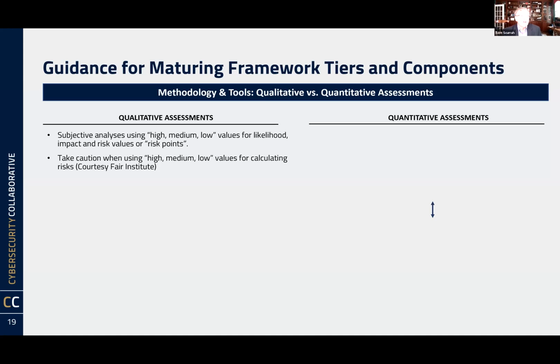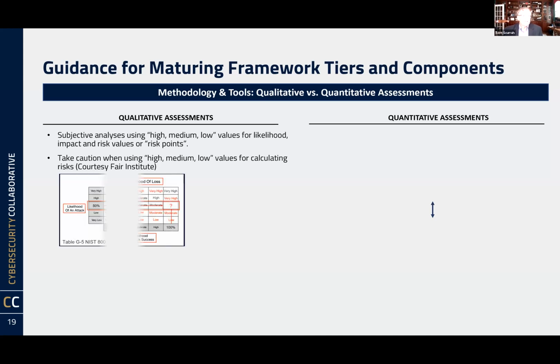Qualitative risk assessments use subjective analysis with high, medium, low. The FAIR Institute took issue with an 830 recommendation on doing this, and that makes good sense. You've got to be very careful when you're using ordinal values in describing risk itself.